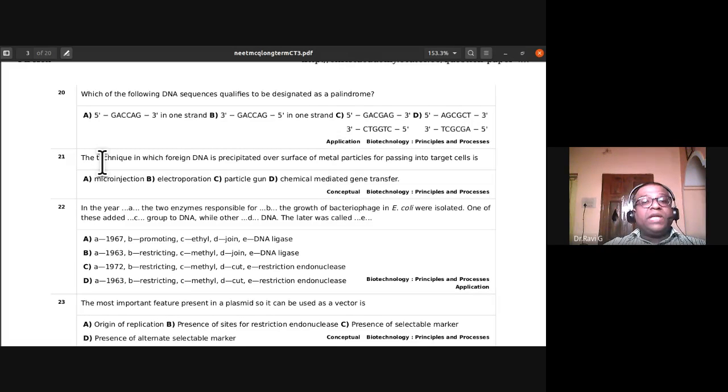Okay, the technique in which foreign DNA is precipitated over the surface of metal particles like gold or tungsten for passing into target cells is, what do you call this technique? Microinjection, electroporation, particle gun, chemical mediated gene transfer. What is the answer for this?